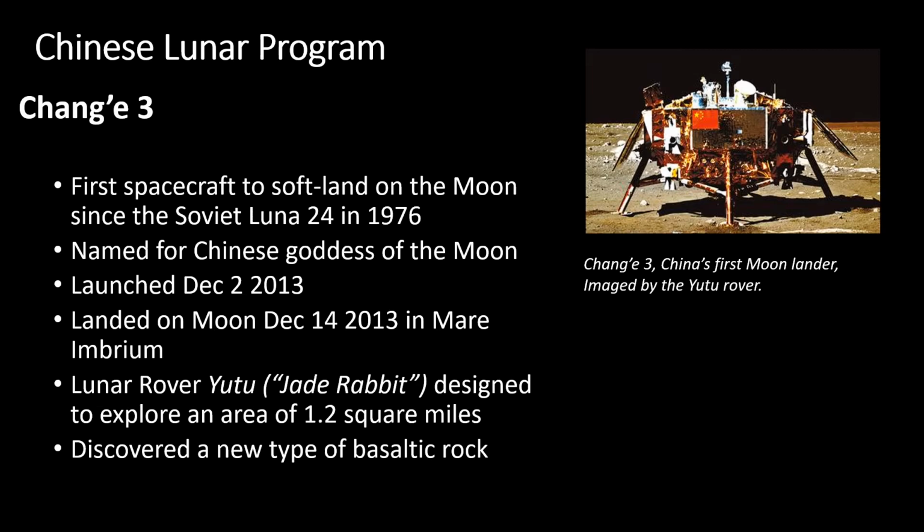The Lunar Rover, named Yutu, which is Chinese for Jade Rabbit, was designed to explore an area of 1.2 square miles. And this mission discovered a new type of basaltic rock. In the image displayed here, you can see Chang'e 3, China's first moon lander, which was imaged by the Yutu rover.